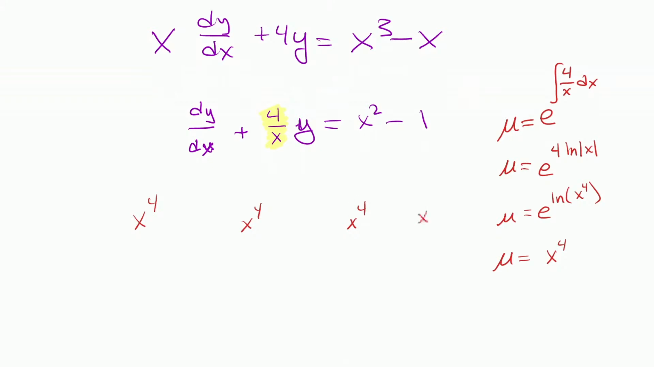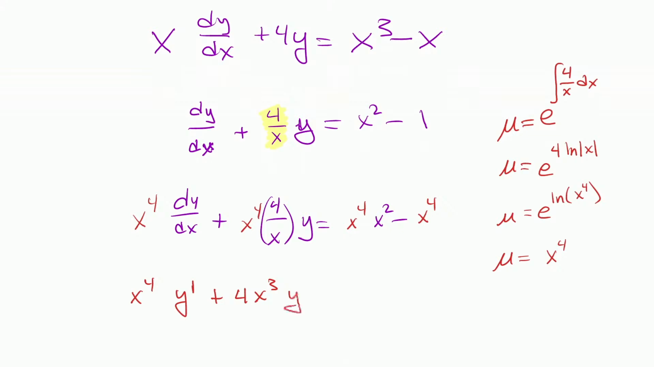Give me a sec. I'm just doing it this way so I can have different colors and make it look pretty. Okay, I'll just leave it like that. So far, so good? Okay, now let's finish this up. So we have x to the fourth. I'm going to call this y prime because I like it better. x to the fourth y prime plus 4x cubed y is equal to x to the sixth minus x to the fourth.